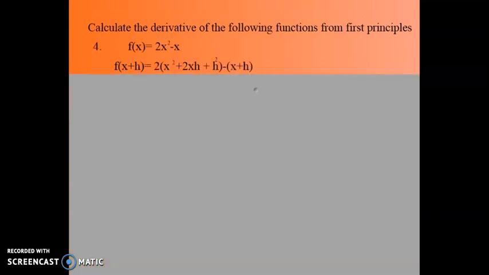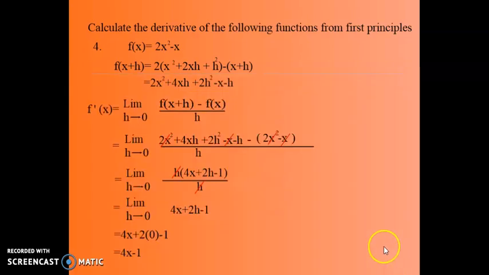I'd like you to press pause now and try to do number 4 on your own. I trust that your answer looks like that. And now you can try to do the ones in your textbook. And I trust and know that you will have much success.